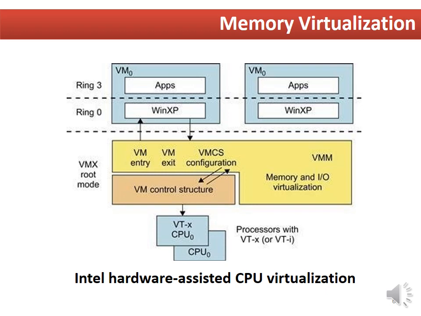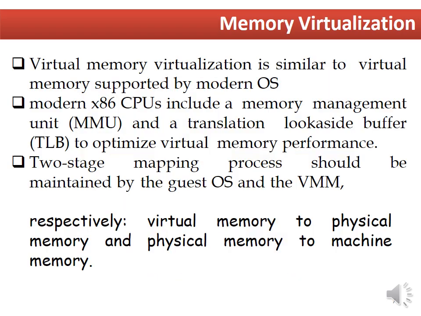Schematically, we will see how it looks. Intel hardware-assisted CPU virtualization: you will have the VM control structure, with VM entry and exit points. Then the VM control structure configuration, then the VMM or hypervisor memory and I/O virtualization. That is the one we are seeing now. Above that you will have ring 0 to ring 3, WinXP, which is an operating system. Above that we will have an application layer.